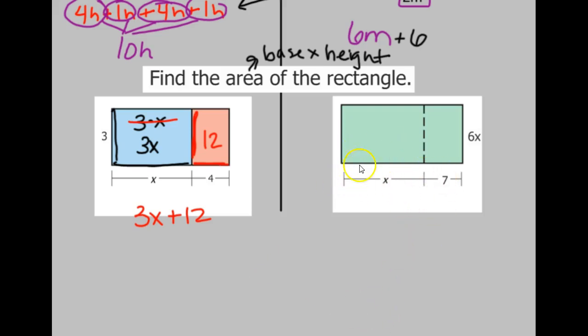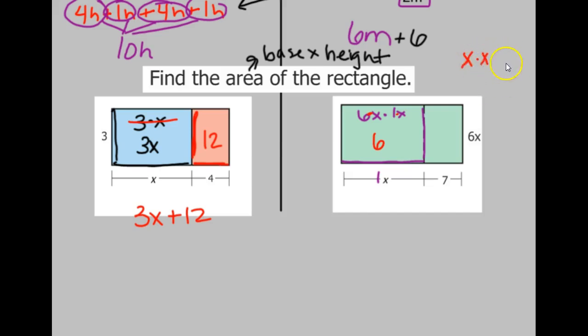Same thing here. Base of this first rectangle is x. The height is 6x. So we really have 6x times a 1x. Well, 6 times 1 is just 6. This is all multiplication, really. So we can multiply just whatever numbers we want here first. And then x times x.